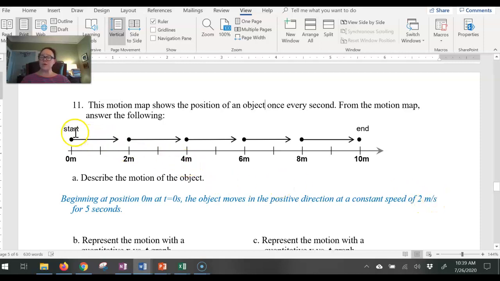And I can tell that because each of these arrows is the same length, and the distance between each of the position points is 2 meters. So it's moving at 2 meters per second. And it does this for 5 seconds. I know that because there are 5 arrows on that motion map.